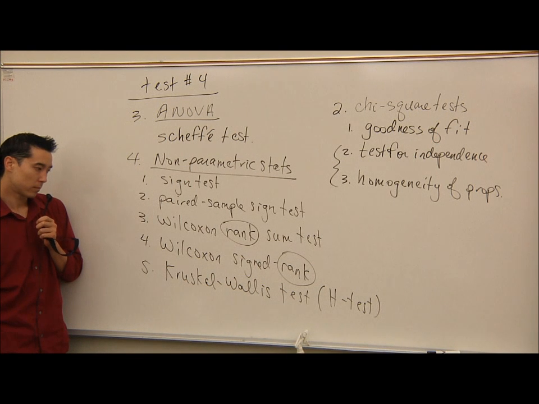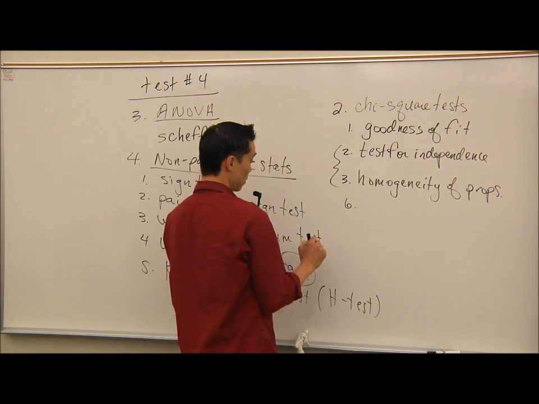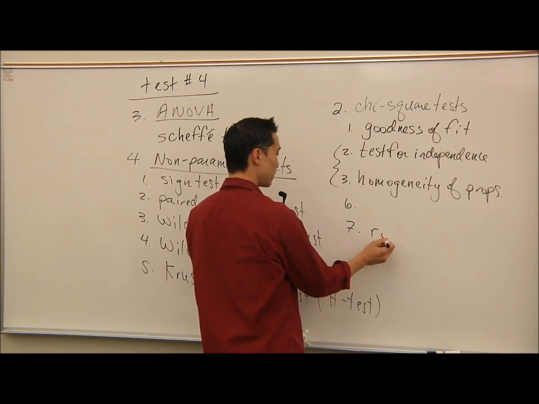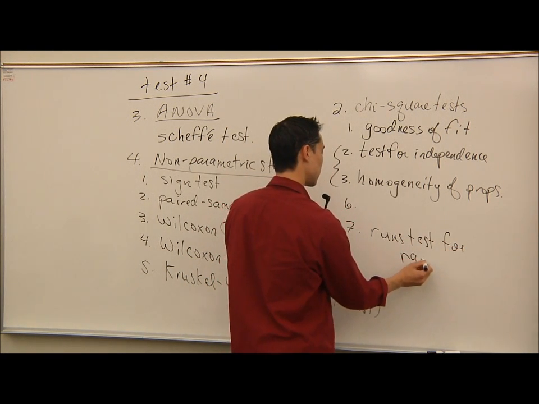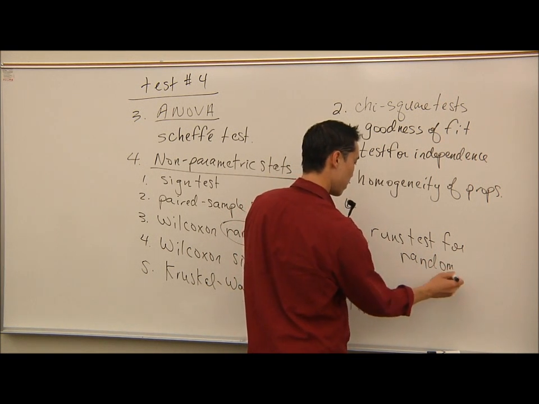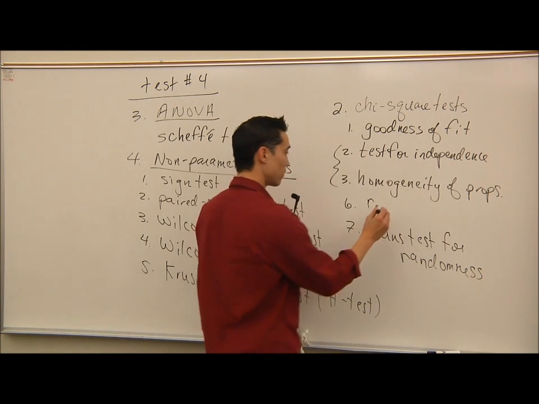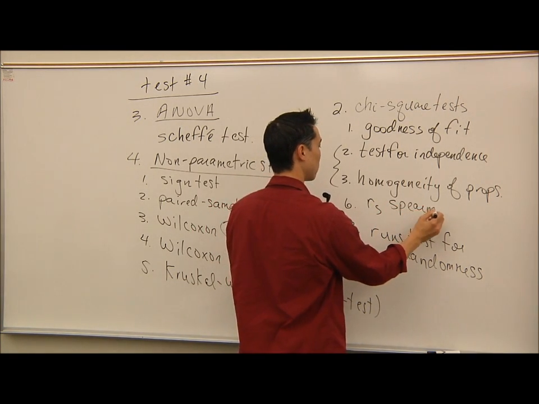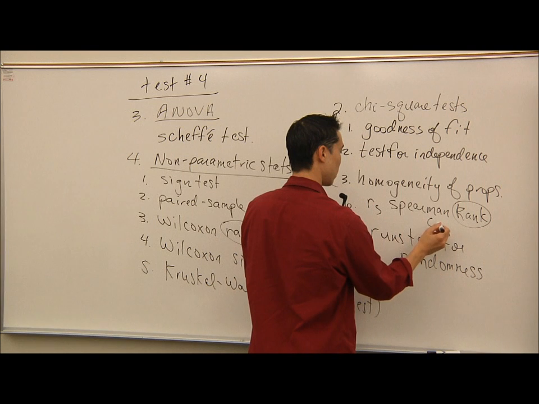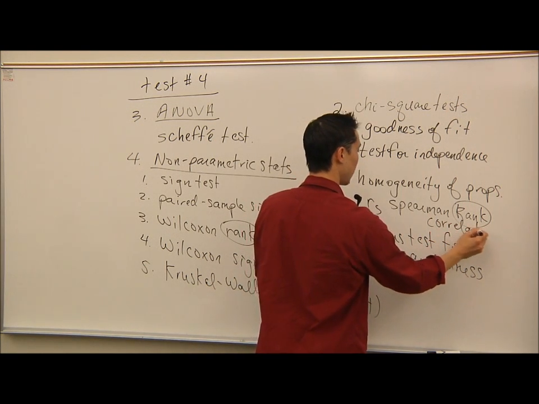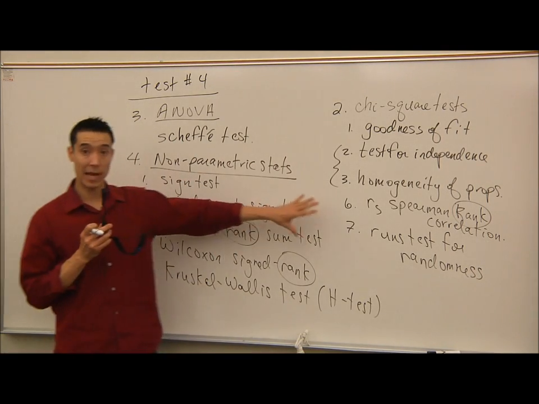What was after Kruskal-Wallis? The runs test. Okay, I'm not missing anything, am I? Make sure I'm not missing anything here. So the runs test we did, yeah. So 7 is the runs test for randomness. And 6 is the Spearman rank correlation coefficient, r_s. Spearman rank, and again, rank correlation.